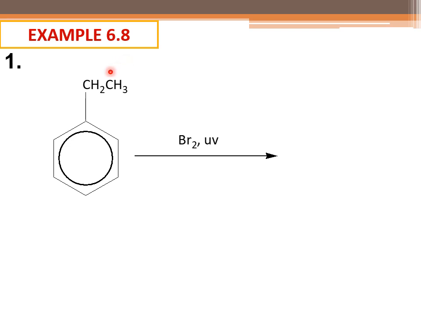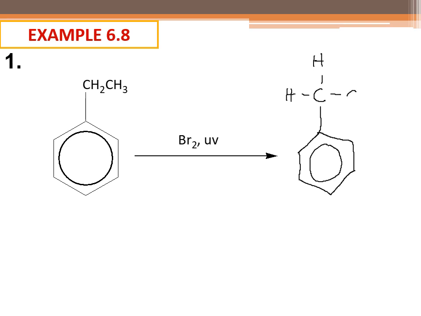Example 6.1. This is an ethyl benzene. So let's draw the product. Okay, I'm drawing the benzene ring first, and then I'm drawing the CH2 and CH. This is the reactant. Okay, I am expanding it.